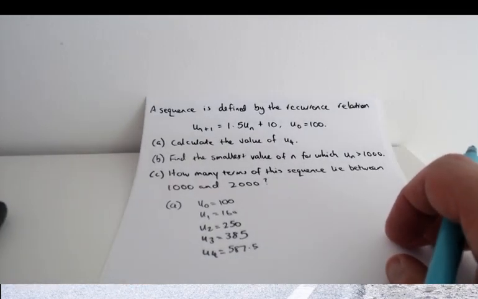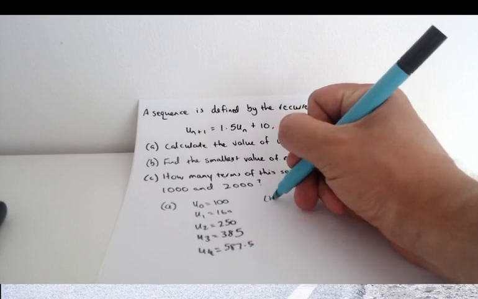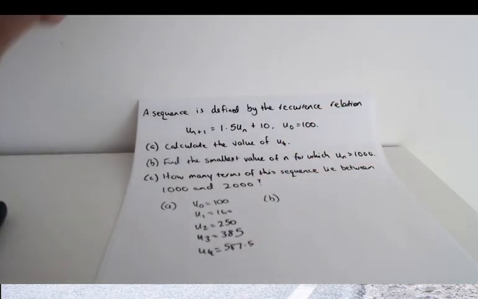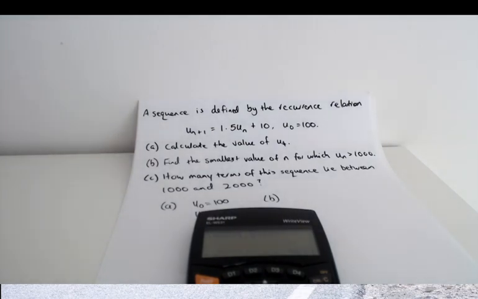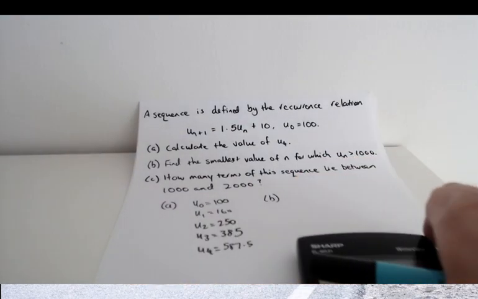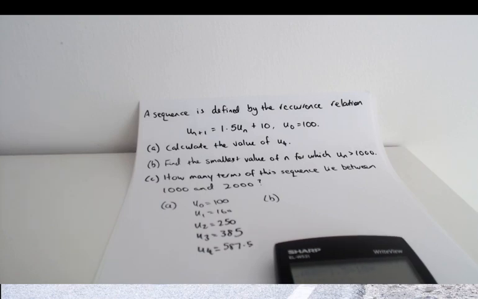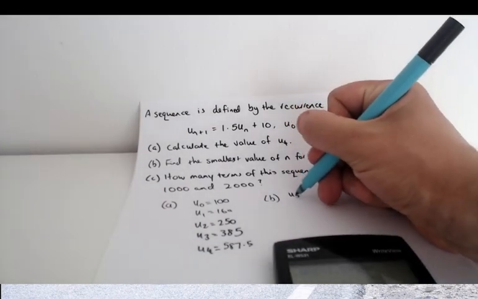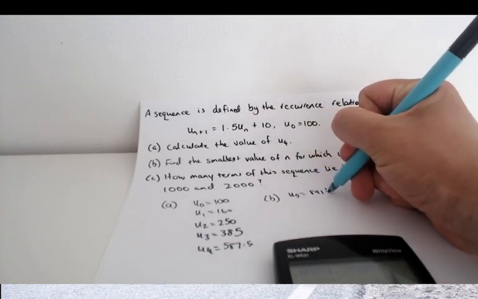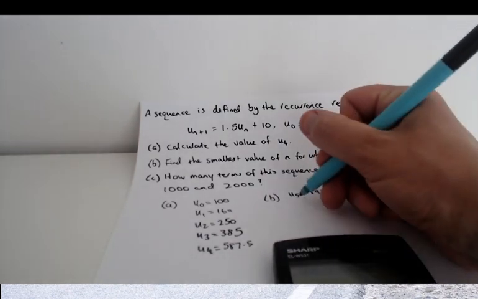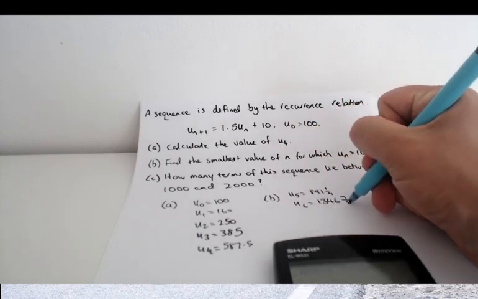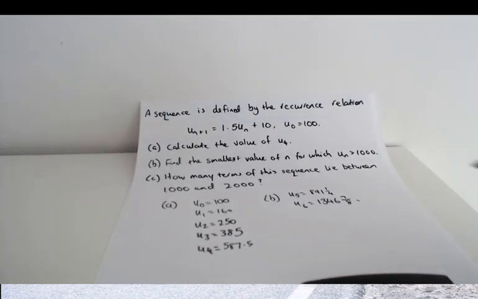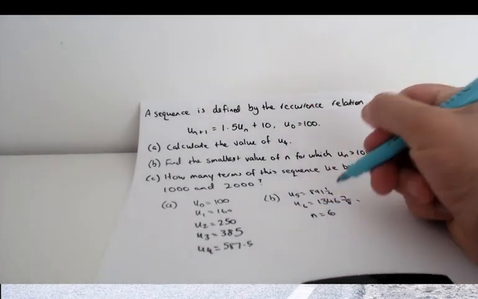Okay, part B. Find the smallest value of n for which Un is greater than 1000. So I just need to use my calculator, hit equals, and work my way through until I get the first answer which is bigger than 1000. U5 is 891 and a quarter, and then U6 is 1346 and 7/8. So that is the first answer that takes me over 1000, so n will equal 6.